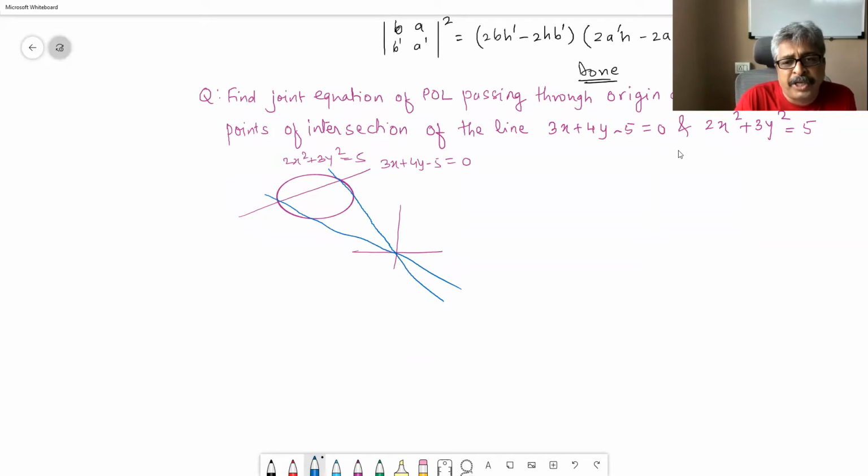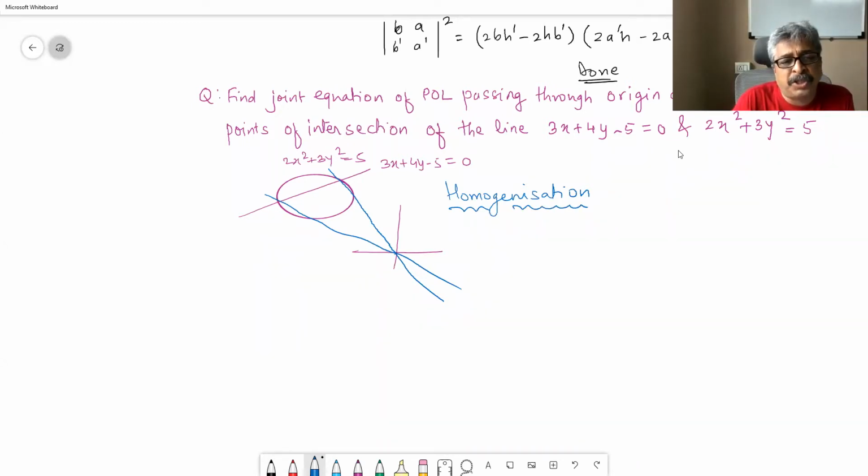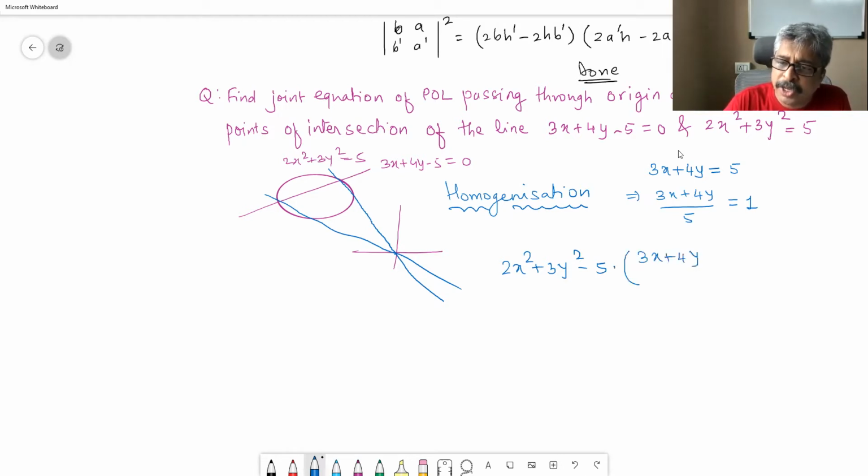And the innovative method of doing it is called homogenization. Because we know that the joint equation of a pair of lines passing through origin is a homogeneous equation in x and y, we would always homogenize these two. How? Look at this. 3x plus 4y is equal to 5. Therefore, 3x plus 4y upon 5 is equal to 1. So let us use this one in an innovative way. 2x square plus 3y square minus 5, this is minus 5 into 1, and what is our 1? 3x plus 4y upon 5 bracket square is equal to 0.